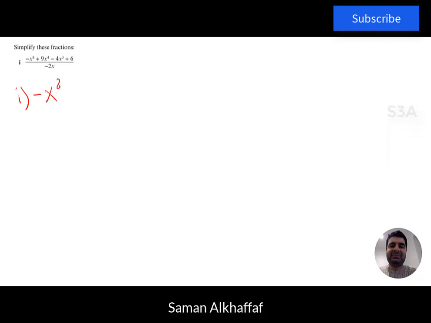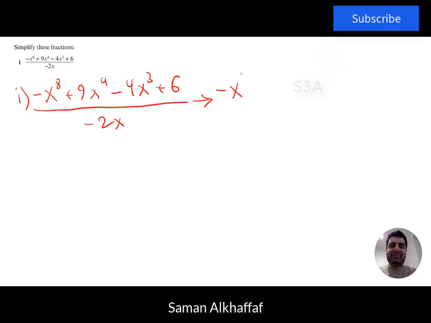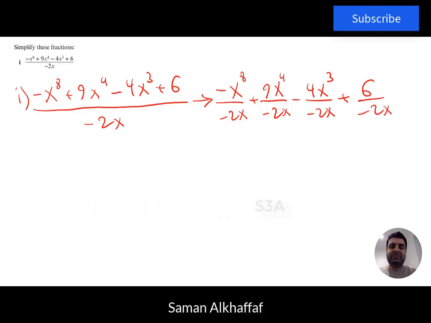So we have minus x to the power 8 plus 9x to the power 4 minus 4x cubed plus 6, all divided by minus 2x. So we can break down each of the terms to be divided on the common denominator. The way we can do that is by having minus x to the power 8 divided by minus 2x, plus 9x to the power 4 divided by minus 2x, minus 4x to the power 3 divided by minus 2x, plus 6 divided by minus 2x.